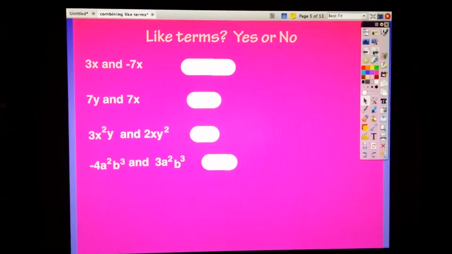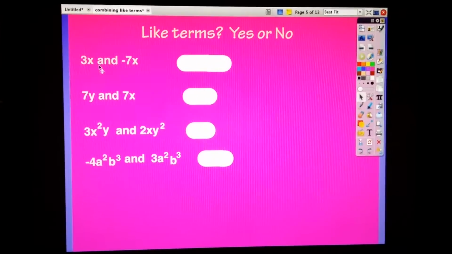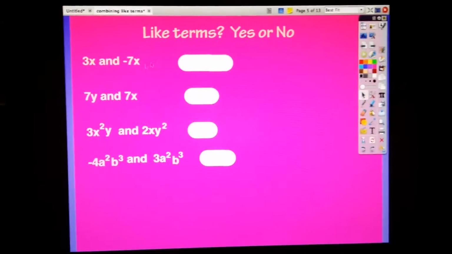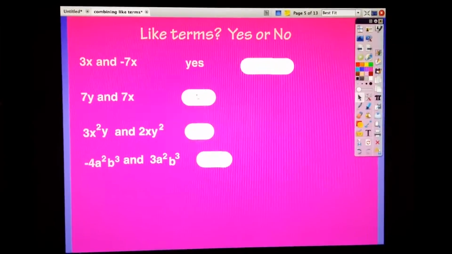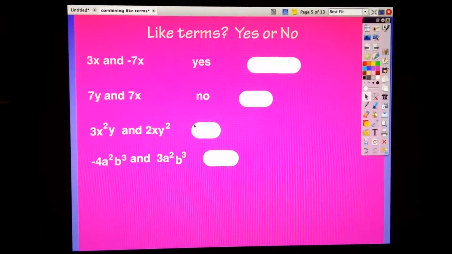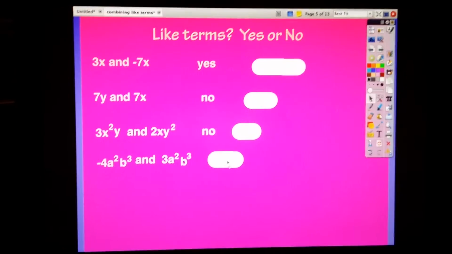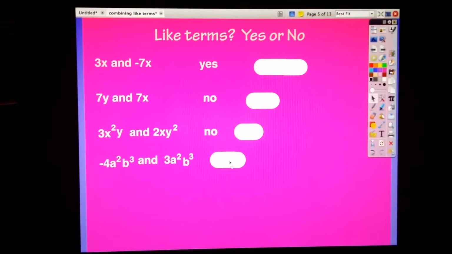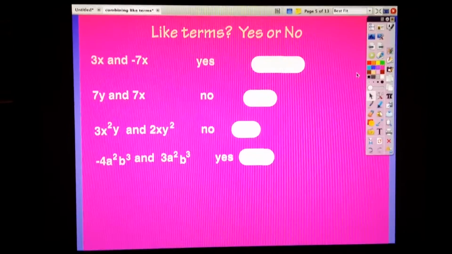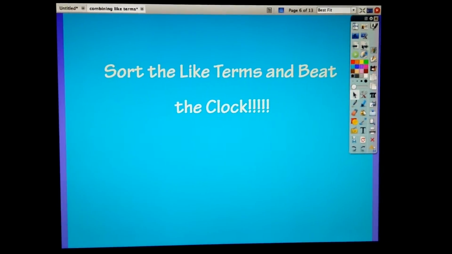As a class, they will have to decide if the example is an example of like terms. 3x and negative 7x. Yes. 7y and 7x. No. 3x squared y, 2xy squared. No. Negative 4a squared b cubed and 3a squared b cubed. Yes. Let's move on. Now we're going to play a little game.